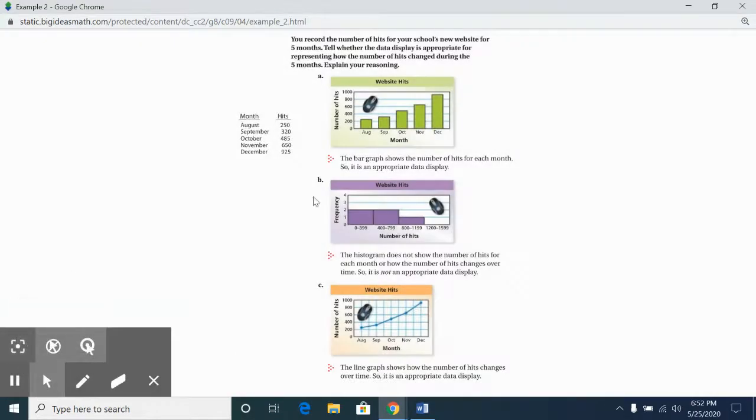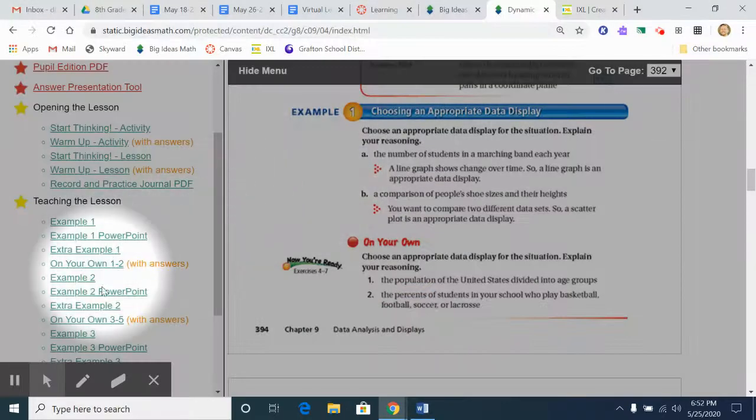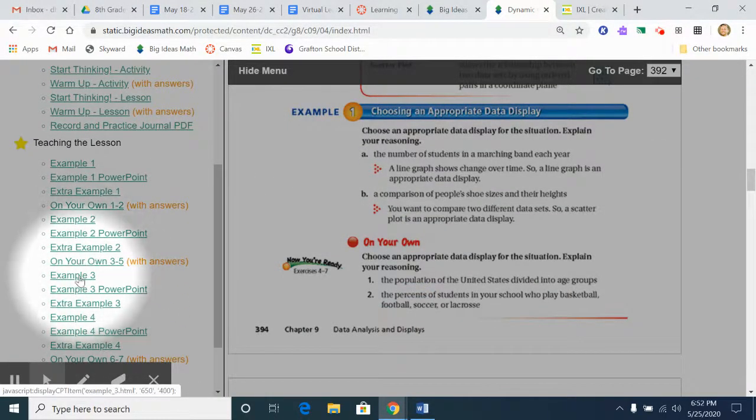Now down here, you should hopefully be thinking what I said before. Line graphs show change over time. Here's August, September, October, November, and there's a dot on each month showing how many hits. Does that work? Absolutely. The line graph shows how the number of hits changes over time, so it is appropriate. Okay? So that's another thing, is just determining, does it make sense for the scenario or does it not make sense for the scenario? Okay?